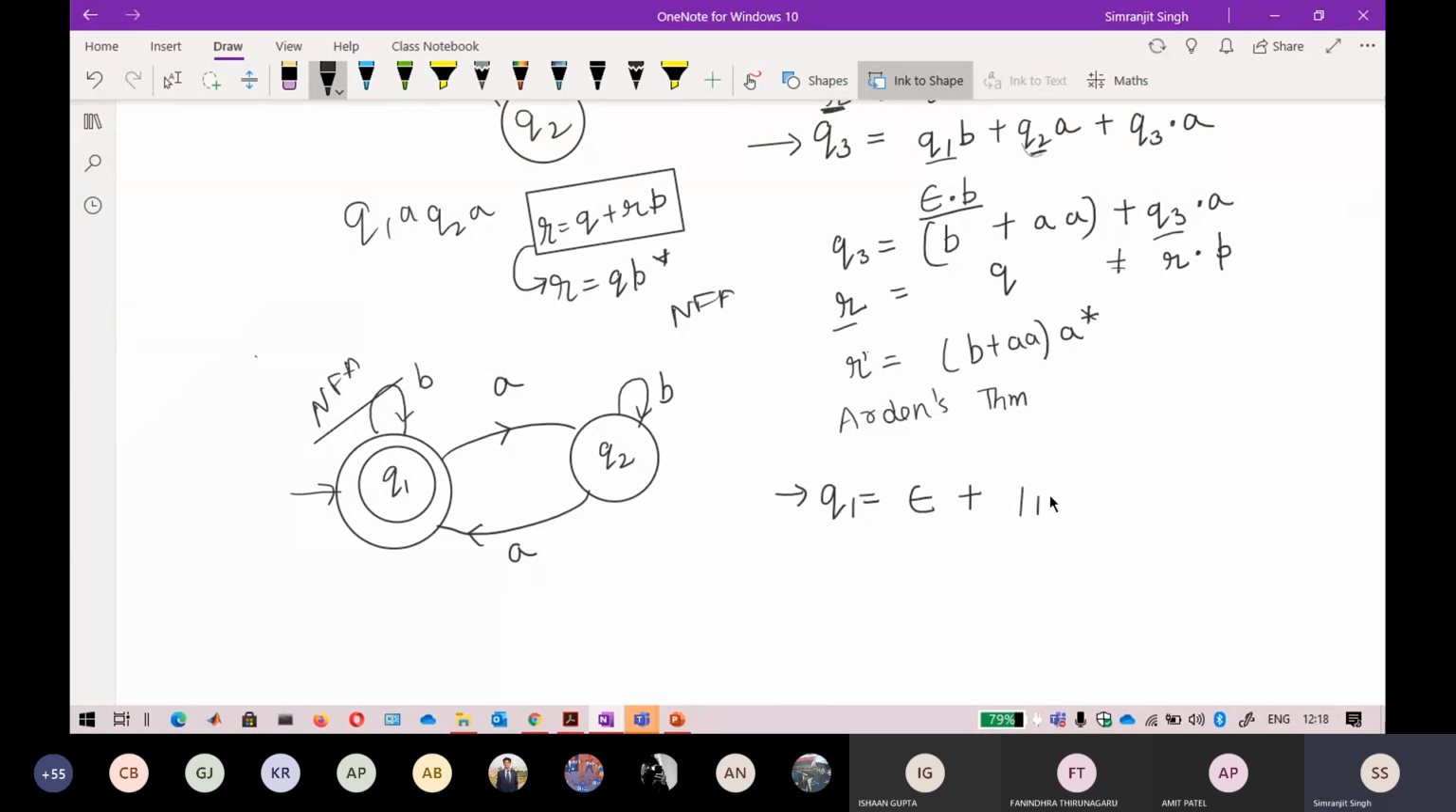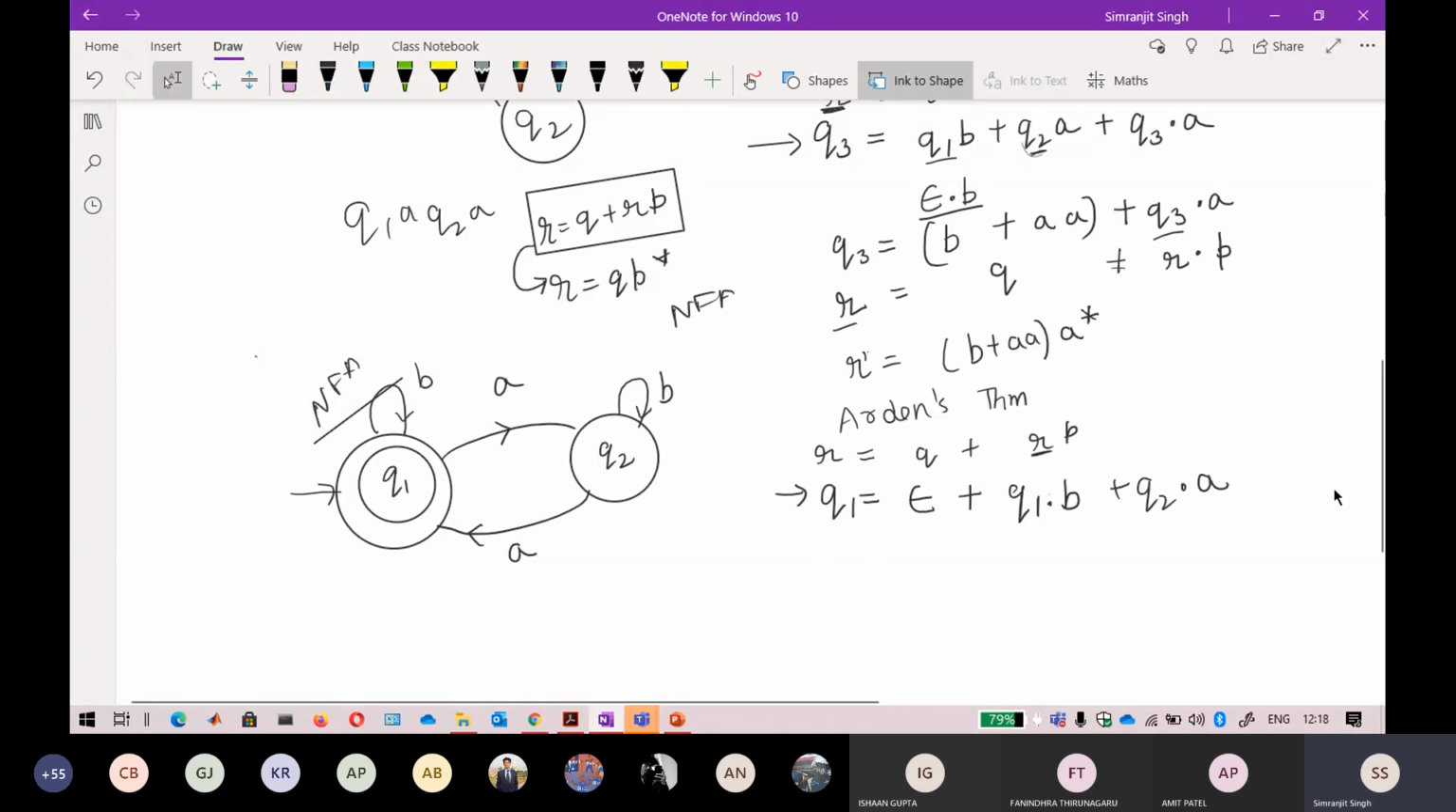So Q1B, you can also reach Q1. Another one is from Q2, so Q2A you can also reach. If you see clearly, I don't want Q2 in that. If I want to convert this to R equal to Q plus RP, I don't want the Q2 in that, because R is Q1 here.